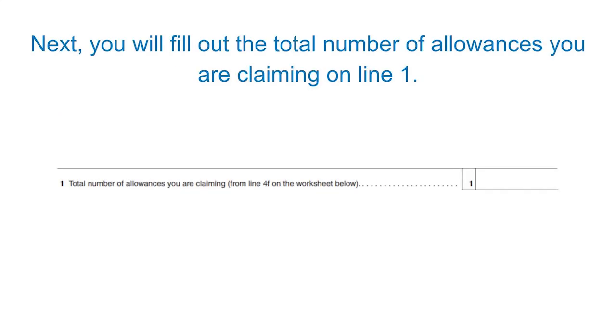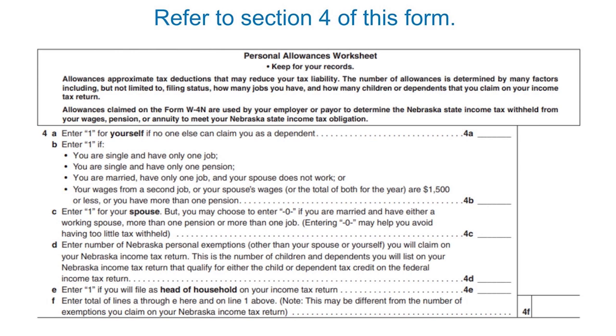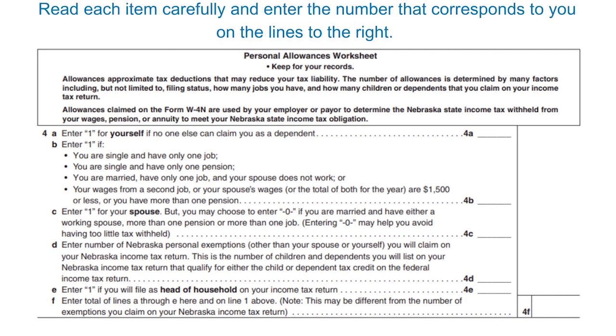Next, you will fill out the total number of allowances you are claiming on line 1. To calculate this number, refer to Section 4 of this form. Section 4 contains the Personal Allowances worksheet. Read each item of this section carefully and enter the number that corresponds to you on the lines to the right.